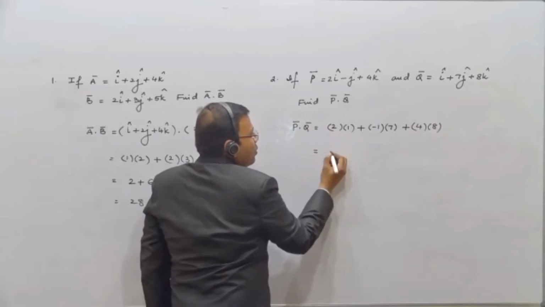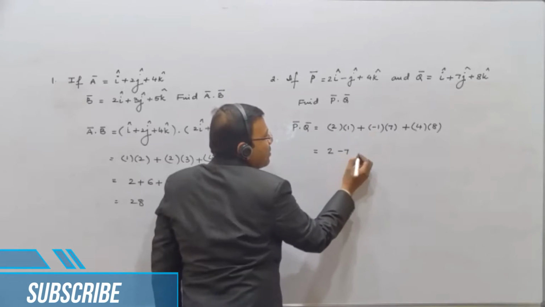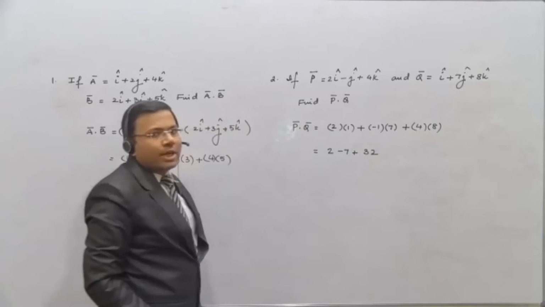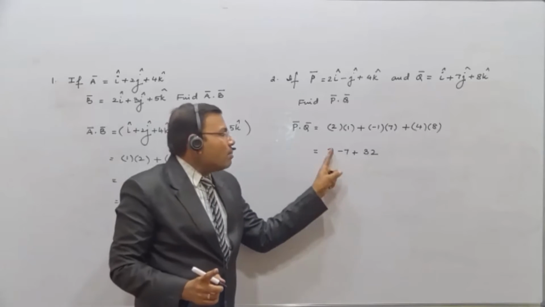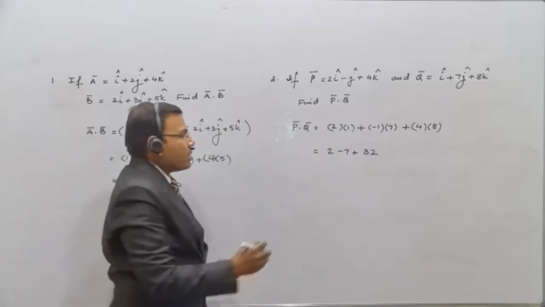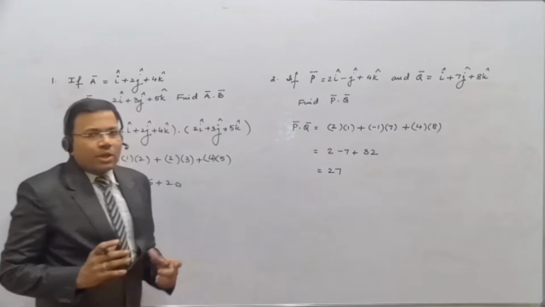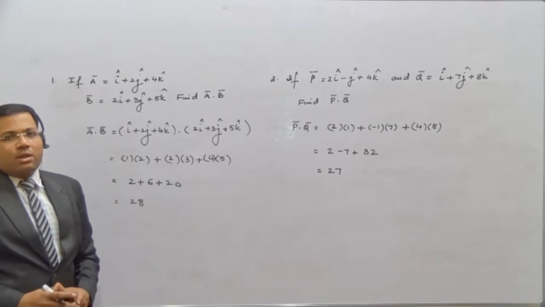Now, 2 into 1 is 2. This is minus 7, because plus into minus is minus. Plus 4 eights are 32. Now you add: 32 plus 2 is 34, minus 7, so it is 27. I hope you have understood the concept of how to multiply two vectors as a scalar product.